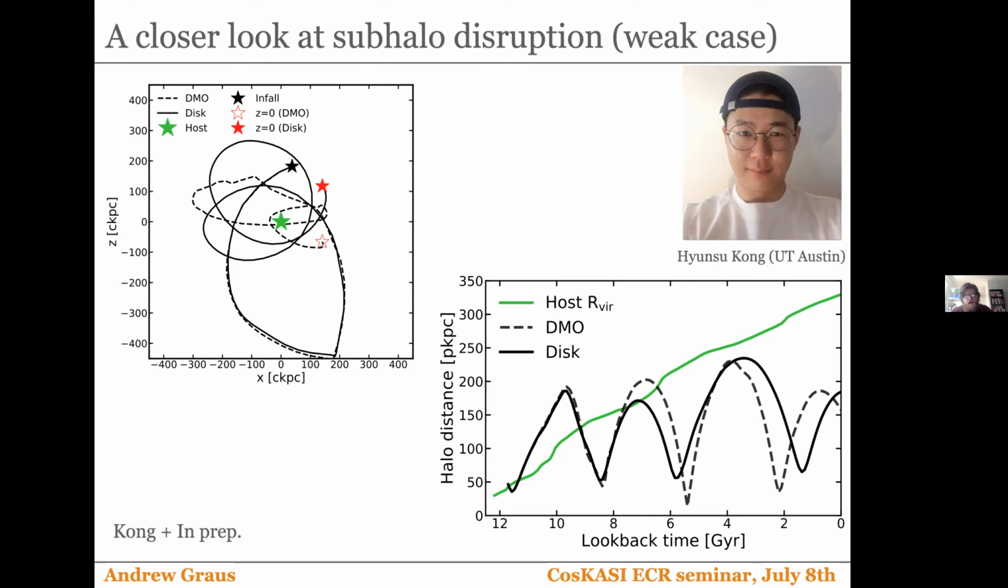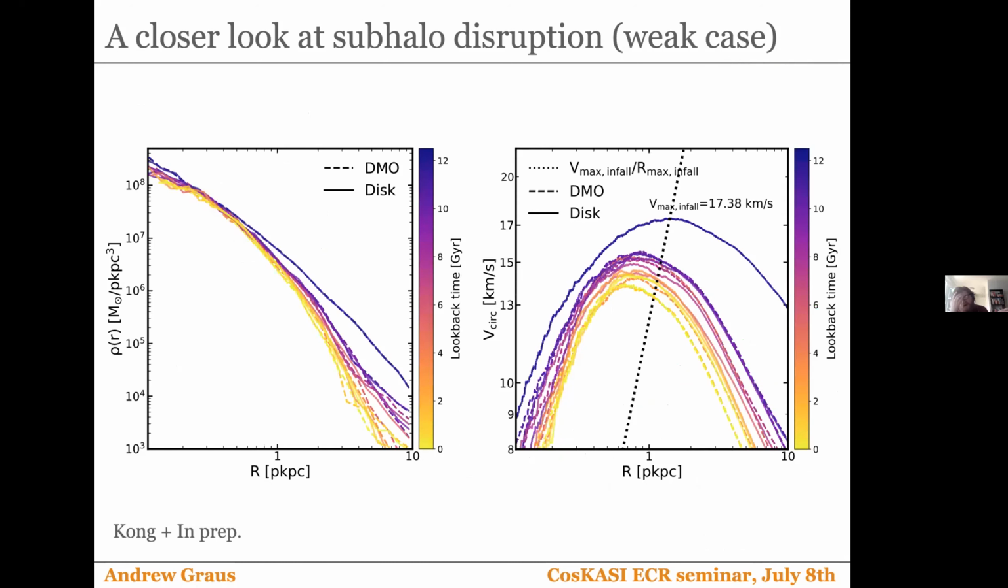So what's actually happening to the subhalo as it's orbiting? Well, on the left here, we can look at the actual properties of the subhalo itself. One thing that we did was look at the density as a function of radius. This is just a density profile, shown on the left, with the dashed lines from the dark matter only simulation and the solid lines from the disk, colored by time. And then on the right, you see the circular velocity profile. This is just the rotation curve, roughly, of this halo as a function of radius.